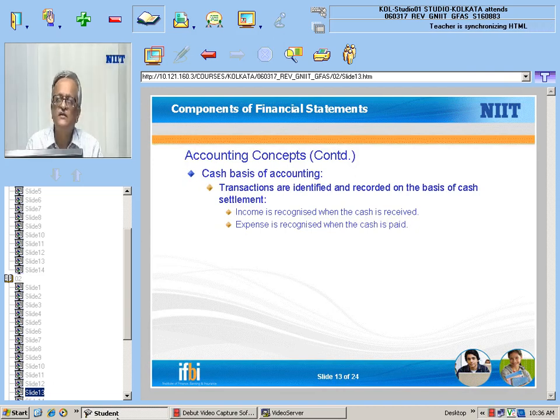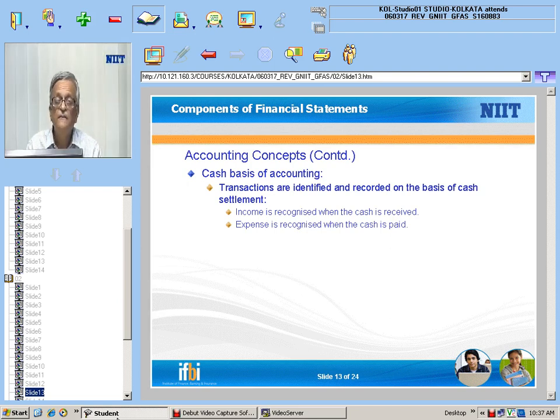Cash basis of accounting. Cash basis of accounting is very simple. When cash is received, revenue is accounted for. When cash is paid, expenditure is accounted for. So simple. So what is cash basis of accounting? Transactions are identified and recorded on the basis of cash settlement. Income is recognized when cash is received. Expenditure is recognized when cash is paid. So when cash is received, you can recognize the income, that is, you can account for the income. And when the cash is paid, you can recognize the expenditure.